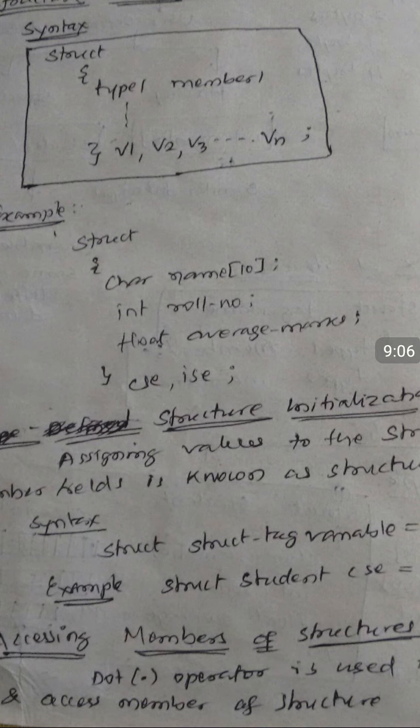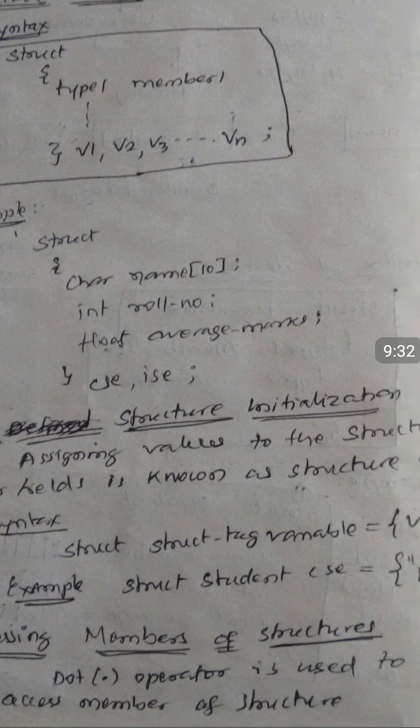Now we will see how these structure variables can be initialized. As we do in the conventional way for an integer type, int num is equal to 10. So 10 is the value assigned to the variable called num, and it is of the data type integer. Same way we will initialize these structures, by giving an example here.